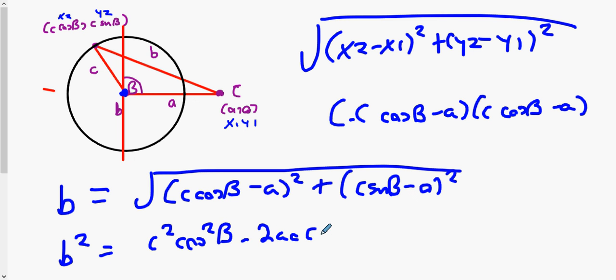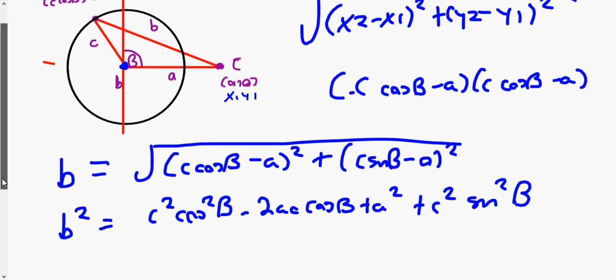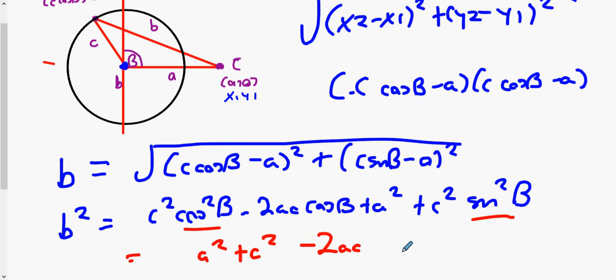So stay here for a sec. And then plus a squared plus c squared sine squared B. Lads, 1 second. What's cos squared B plus sine squared B? 1. So that's just a squared plus c squared minus 2ac cos B. And you can see that it comes out exactly correct. And if you got the wrong one, what could you say at the end? Interchange capital B with capital A, and small a with small b.